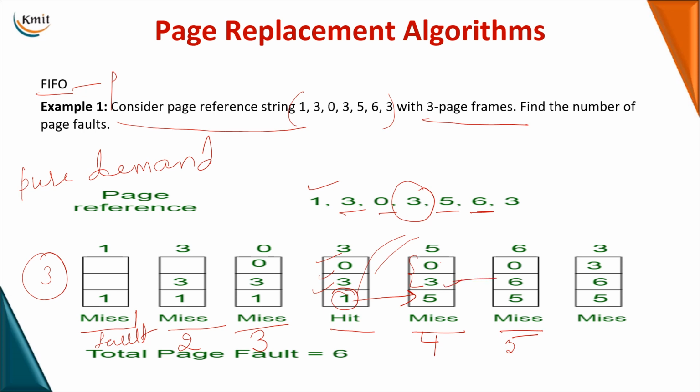So 3 would be replaced with the current string, or the value 6. The next thing is 3. So you have a value 3. 3 is not present among 0, 6, 5. So this is a miss, or a page fault, which will be 6.